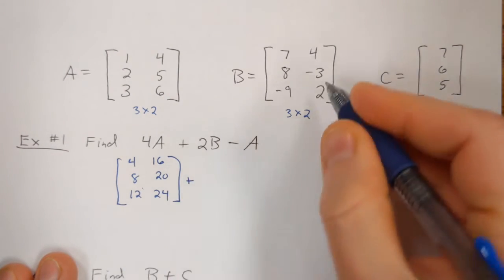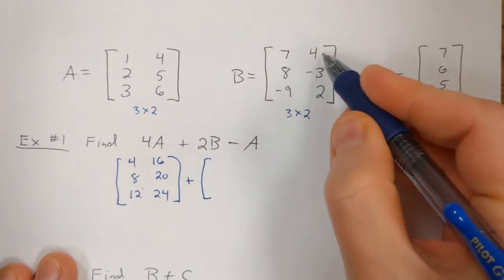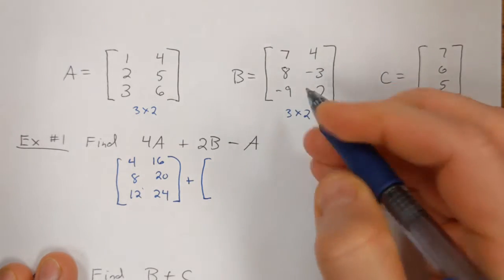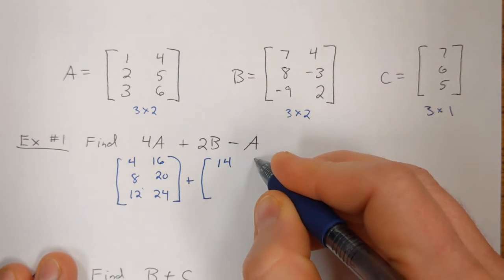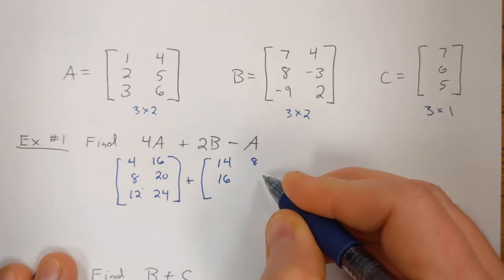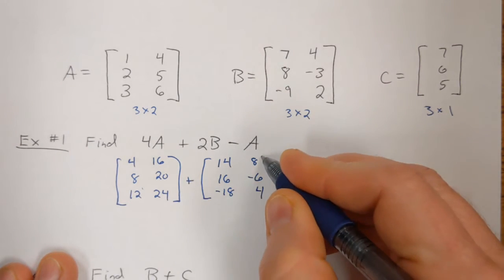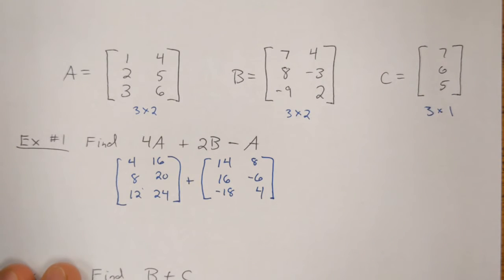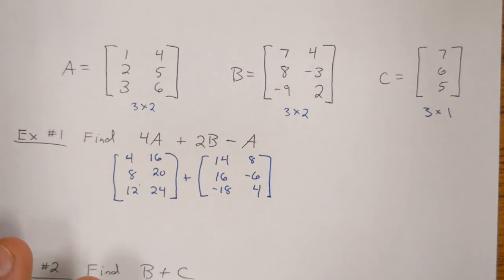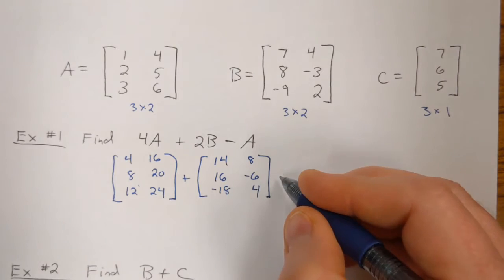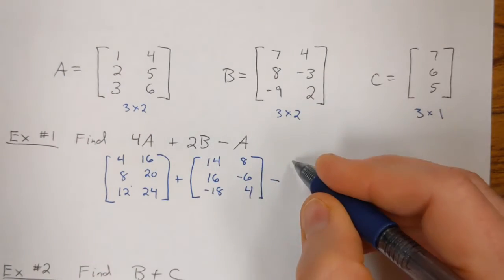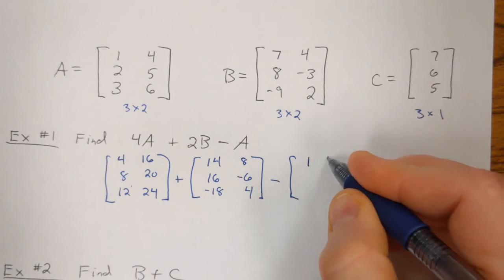So plus 2 times B, I'm going to double all of these numbers, multiply each of these numbers by 2. That would leave me with 14 and 8 and 16 and negative 6 and negative 18 and 4. All right, hopefully you are good at doubling or tripling or quadrupling in your head. Lastly, we're supposed to subtract A, so this A is just going to stay the same.